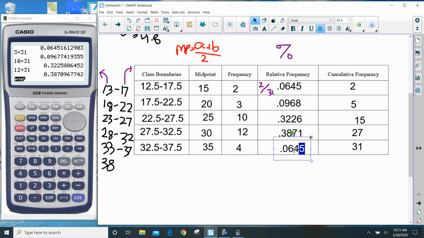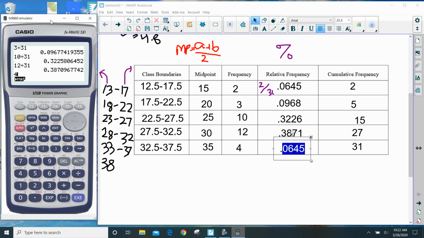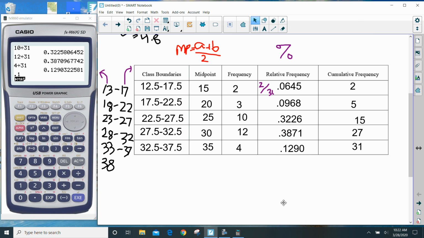The very last one is these 4 out of the 31, and so that is 0.1290. Hooray! This, my friends, is a complete frequency table.